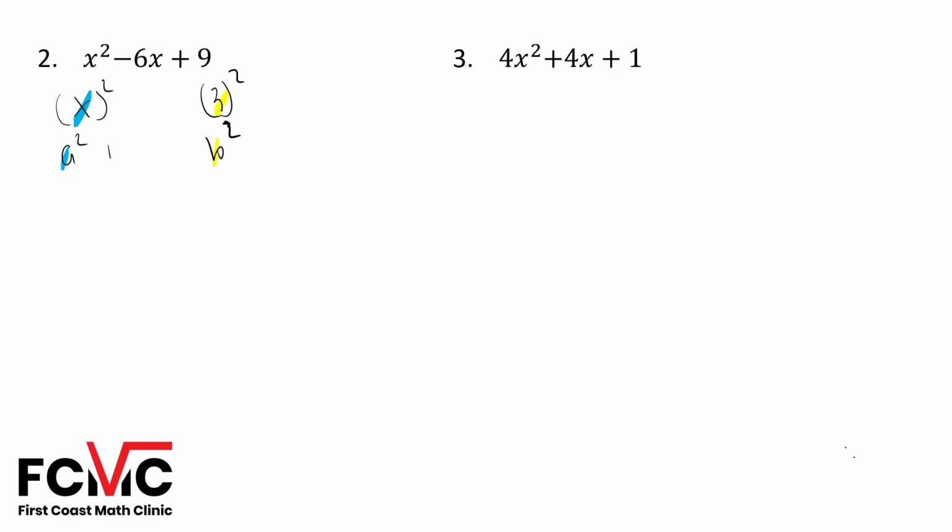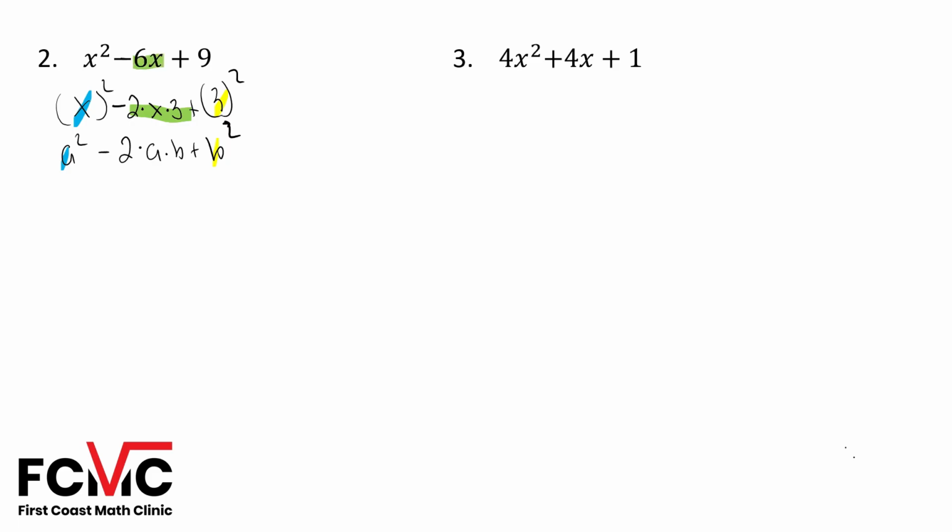Now our middle term has to be minus 2 times a times b, right? We're subtracting here, so we want this to be minus. So let's check and make sure that is. So minus 2 times a, which is x, times b, which is 3. Well, if we multiply that out, 2 times x times 3 gives us 6x, so that checks.